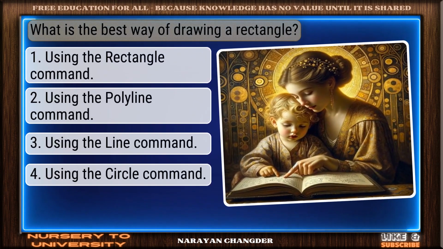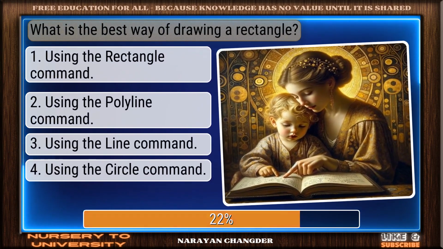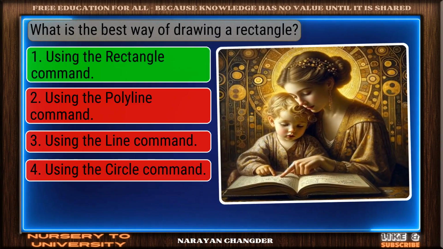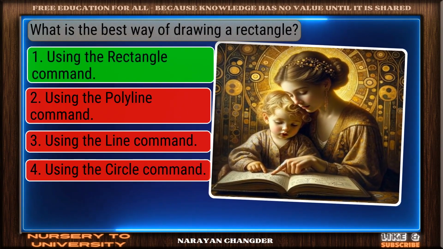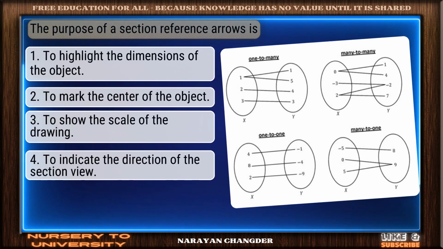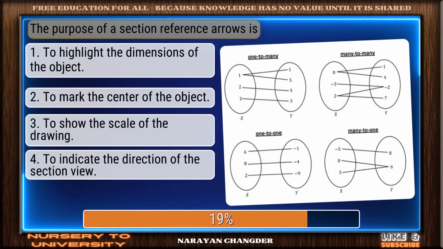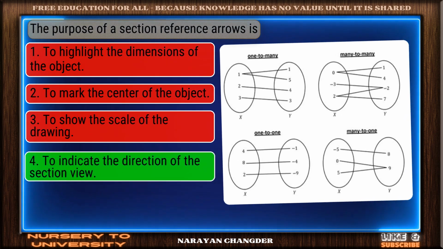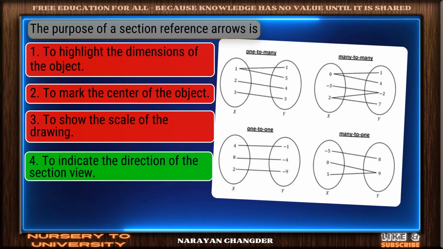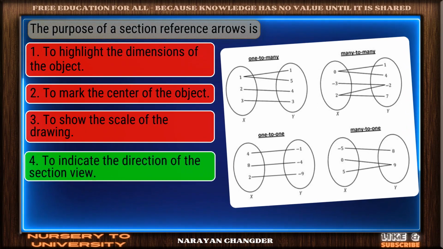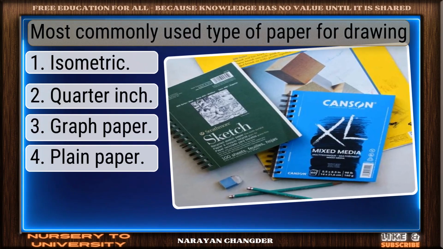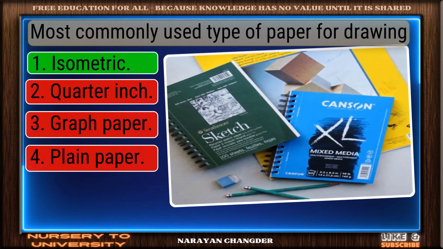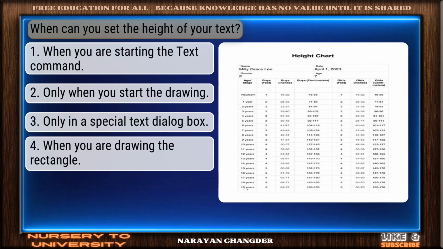What is the best way of drawing a rectangle? Excellent choice. Using the rectangle command is the right answer. The purpose of a section reference arrow is. Well picked. To indicate the direction of the section view is the correct answer. Most commonly used type of paper for drawing. Bravo, isometric is the answer.